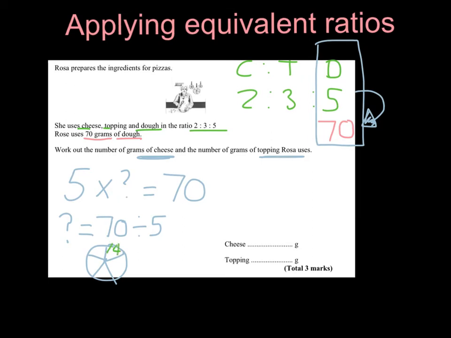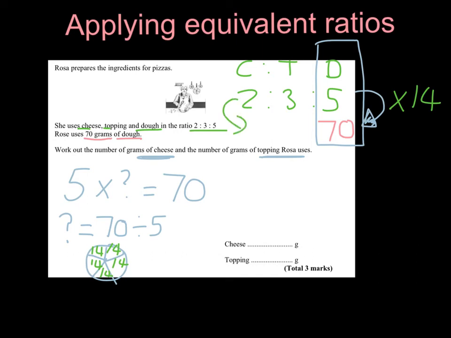So if you did it that way, you could put 10 in each and then 4, etc. But you get 14, and that's going to tell you what your times is by. So 5 lots of 14 is 70. Remember, that is not the answer. That's telling us how we're going to scale up the dough to get to 70. So I now need to do the same to all parts of the ratio.